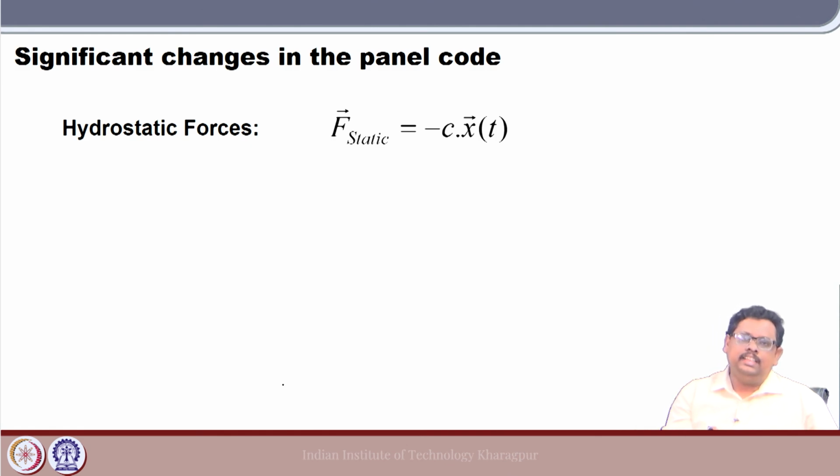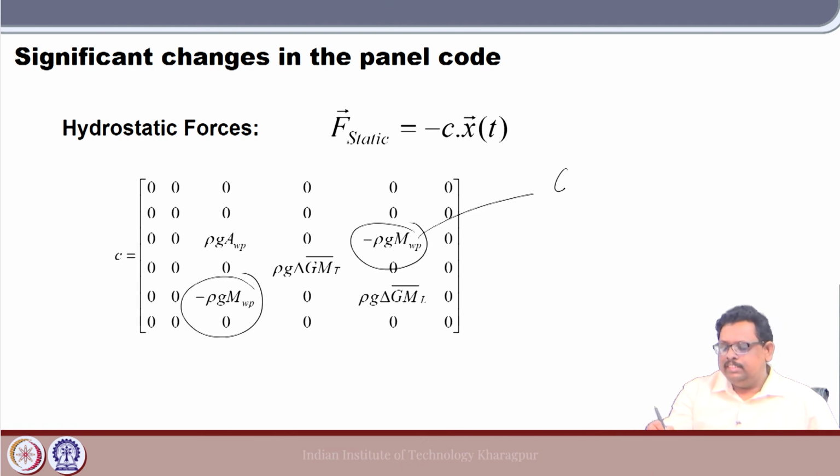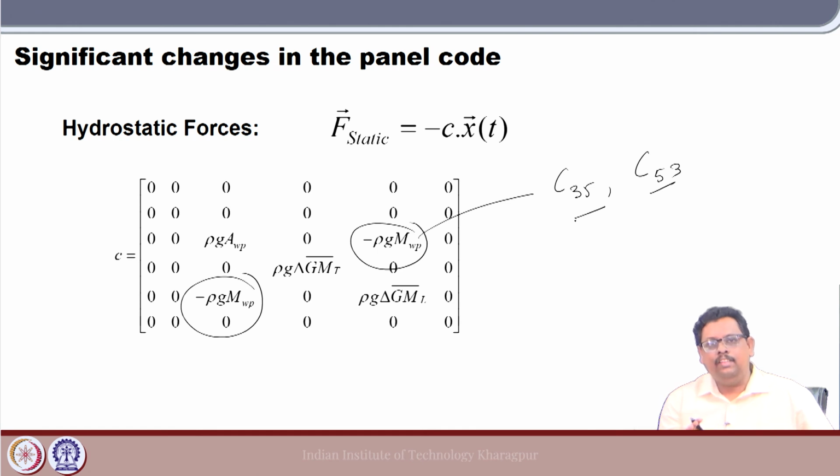Now, the first thing is that most of the time we ignore the cross coupling C35 and C53 terms. Sometimes we ignore these C35 and C53 terms. This is one wrong thing we do, we should not do that. This is the first thing you should be very careful about when you write the code. So, do not drop these two terms, keep them.